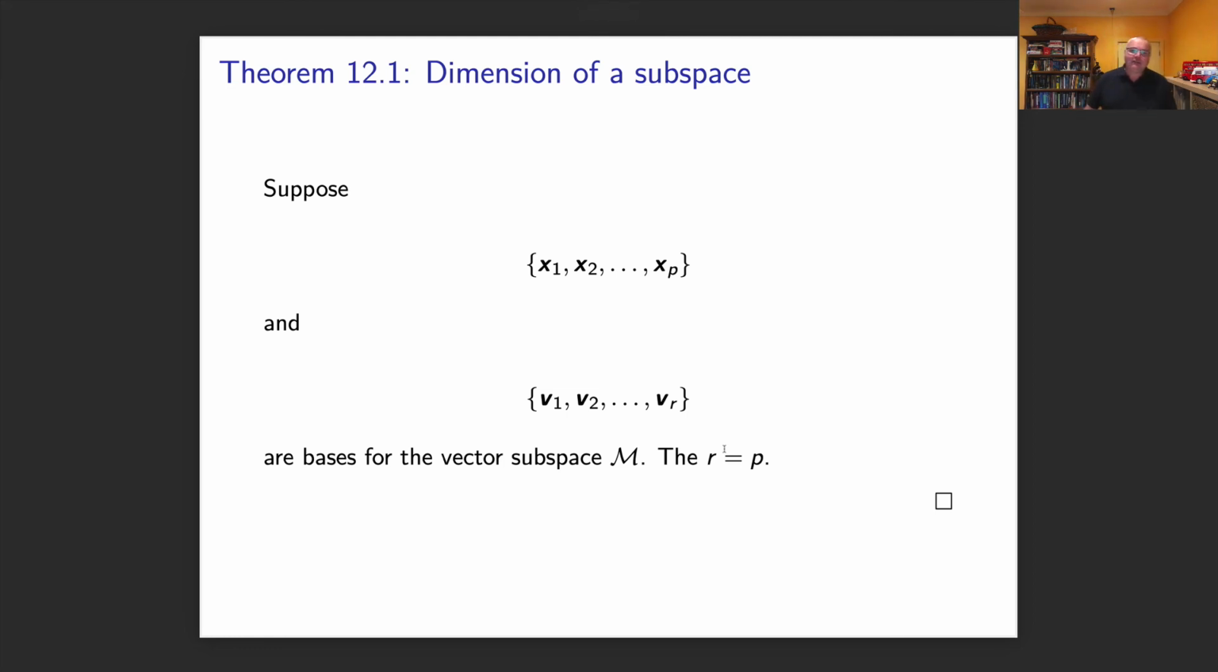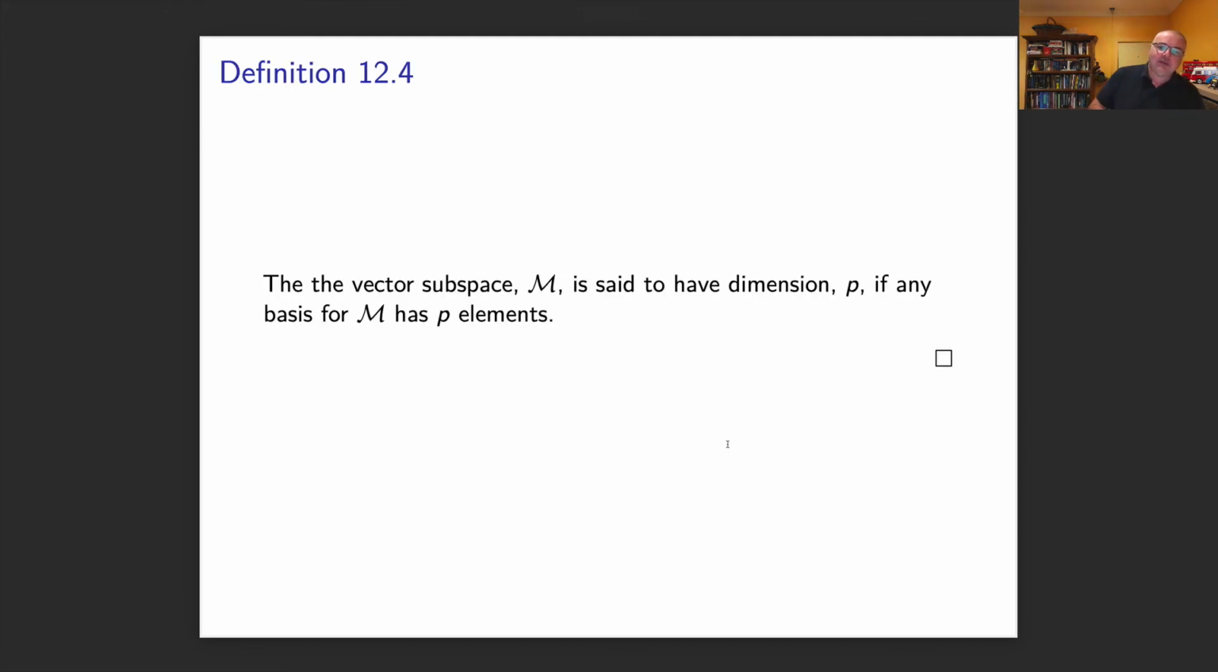Next thing, let's say I have a basis x1 up to xp. And then you come along and say, for this subspace, I also have a different basis, v1 up to vr. If these are both bases for the same subspace, we must have the same number of vectors in each. You can't have half the number of vectors in one compared with another and them still both being bases. So in this case, p and r must be the same. And because they're always the same, we've got a name for that. We say that the vector subspace is said to have dimension p if its basis has p elements. So the dimension of a subspace is basically how many basis vectors I need to make it.